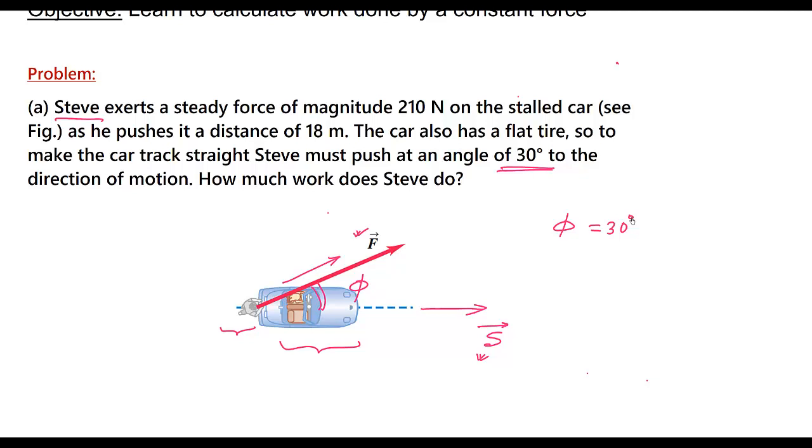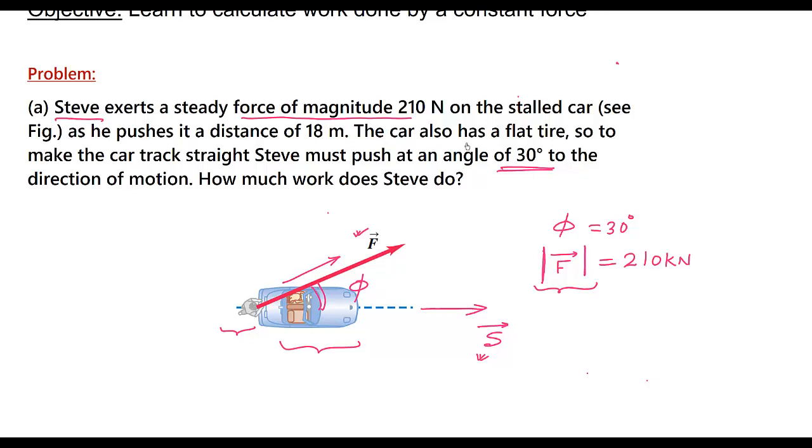And the magnitude of force is also given. It says a force of magnitude 210 newton on a stalled car. So the magnitude of F is equal to 210 newton. Generally when we write the magnitude of force, we put one vertical bar on this side and another vertical bar on this side, and this becomes the magnitude of force. If you have any vector quantity and want to represent its magnitude, you basically put two straight bars, one on the left side and another on the right side.